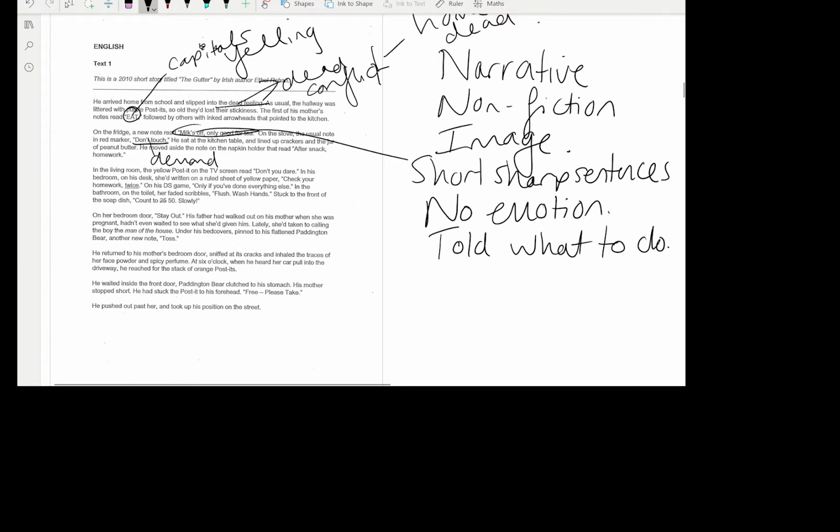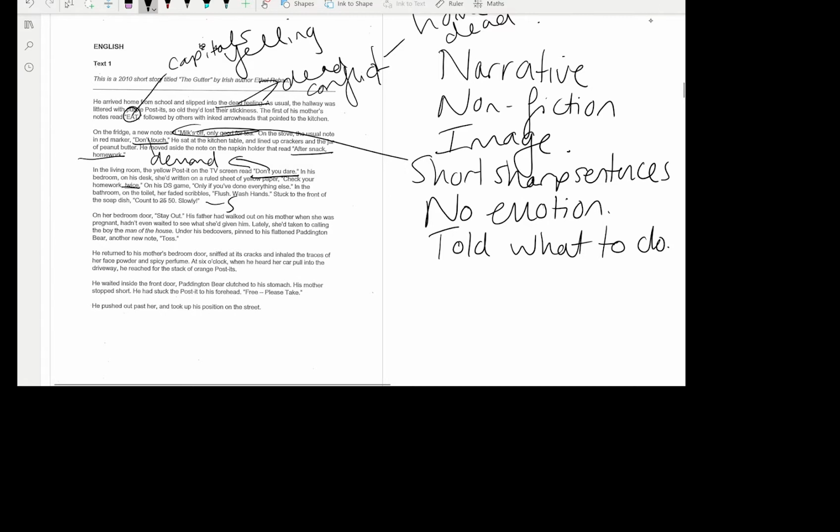He moved aside the note on the napkin holder that read, after snack, homework. In the living room, the yellow post-its on the TV screen read, don't you dare. So more demands. In his bedroom, on his desk, she'd written on a ruled sheet of yellow paper, check your homework, twice, which is underlined. On his DS game, only if you've done everything else. In the bathroom, on the toilet, her faded scribbles, flush, wash, hands. Stuck to the front of the soap dish, count to, and 25 is crossed out, then 50, slowly.